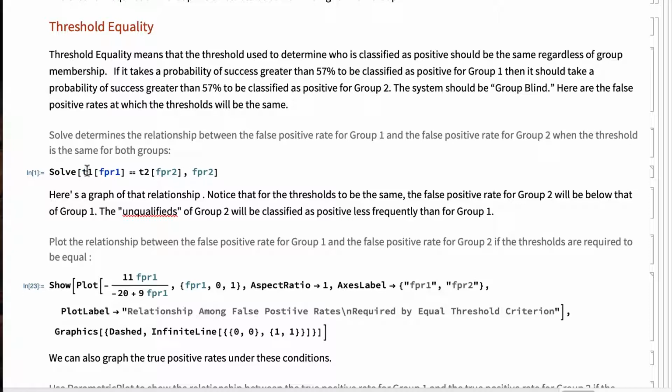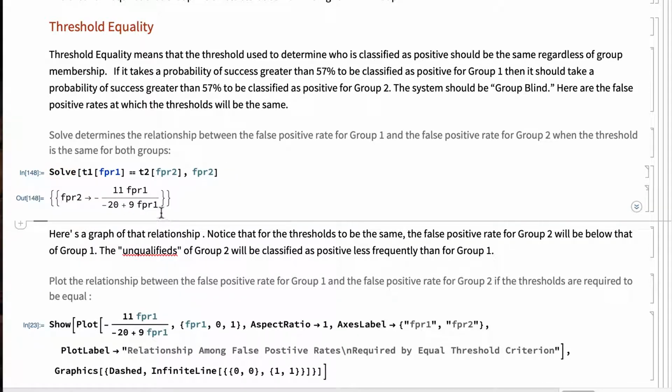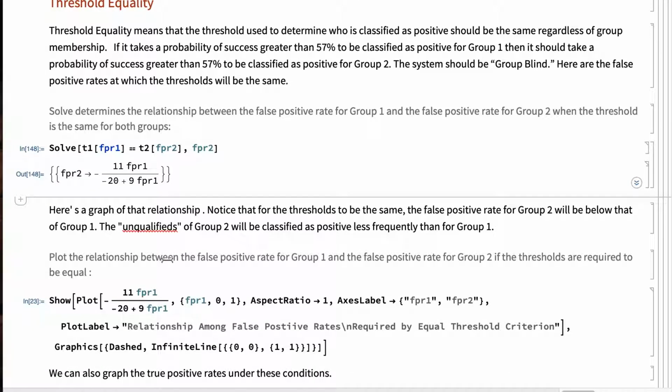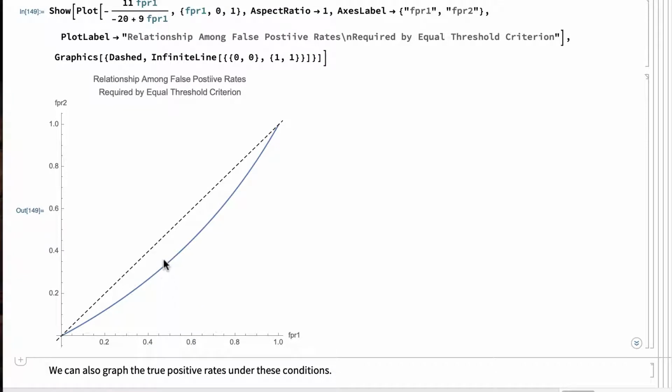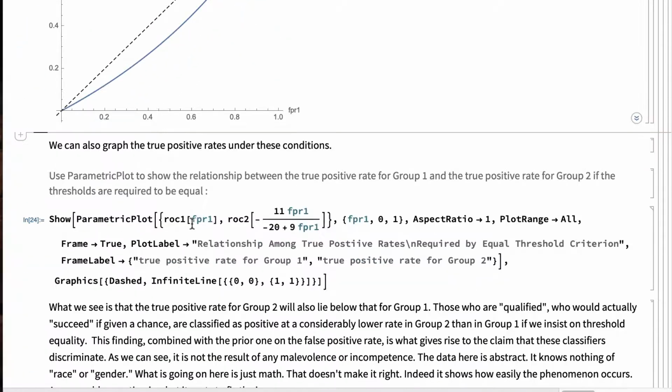Here's the algebra. It's fairly simple. The threshold operating at the false positive rate for group 1 should be the same as the threshold operating at the false positive rate for group 2. And let's figure out the value of the false positive rate for group 2 that satisfies that. We get one of those little algebraic equations. We can graph that. And we can see that in order for this to happen, for threshold equality, at least in our scenario, the false positive rate for group 1 has to be higher than the false positive rate for group 2. We can also look at what the implications are for the true positive rate.